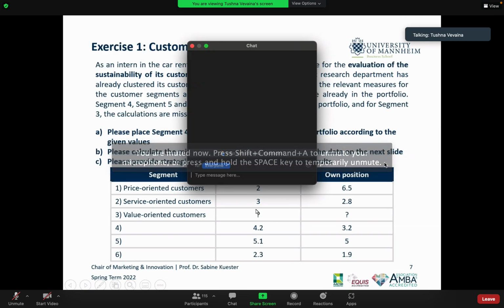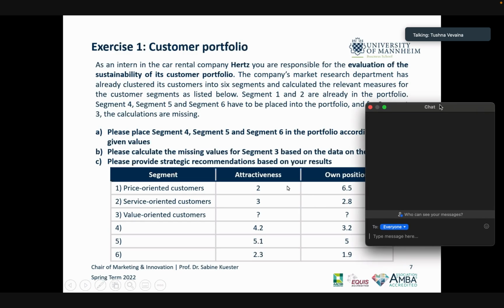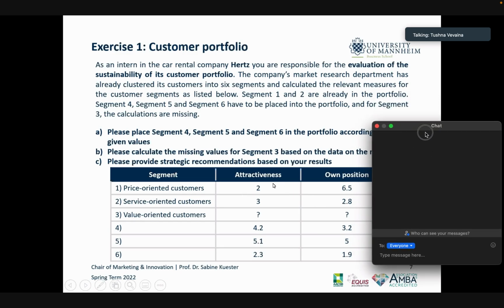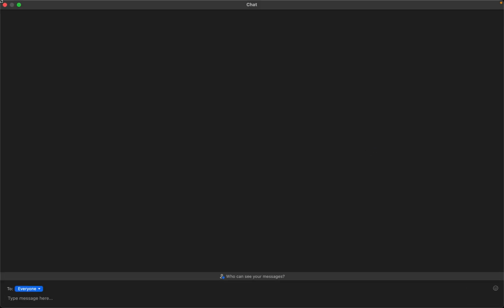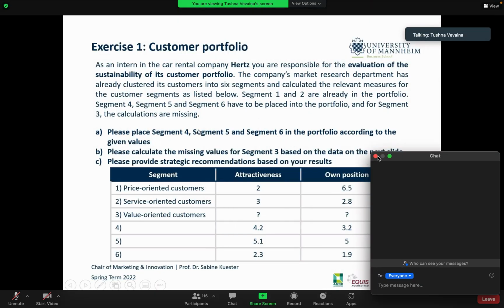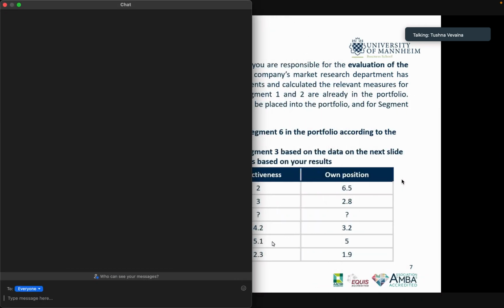You're asked to basically plot it into the graph. Now, I'll just give y'all a minute because even yesterday, very few students had solved it. I would ask y'all to go ahead and try solving it and plotting these figures for segment 4, segment 5, and segment 6, these three, into the graph.